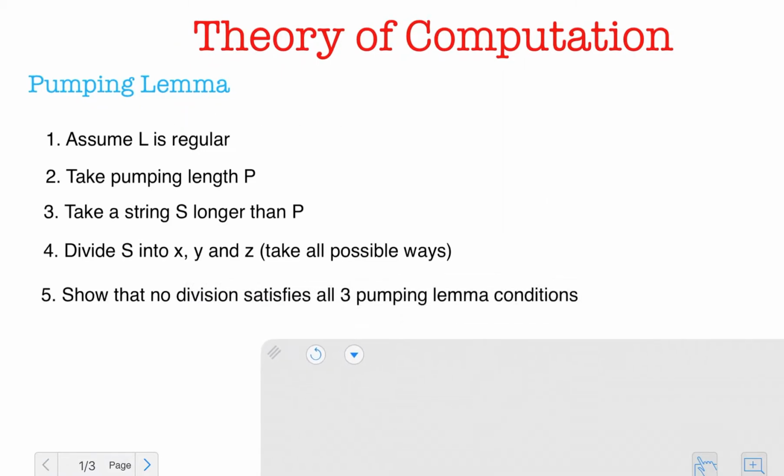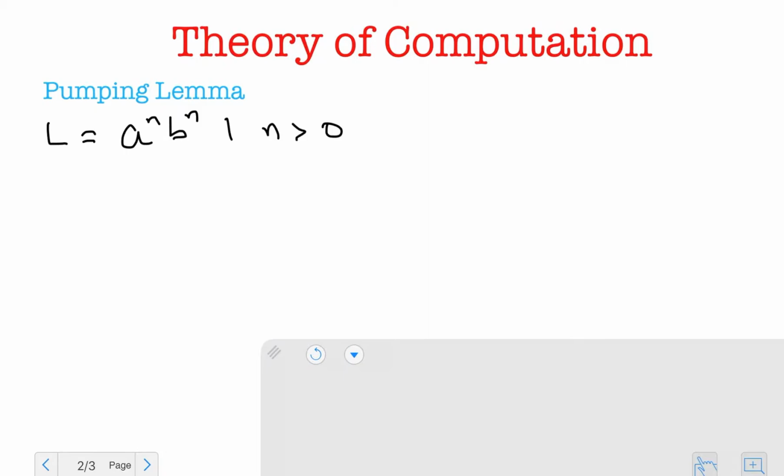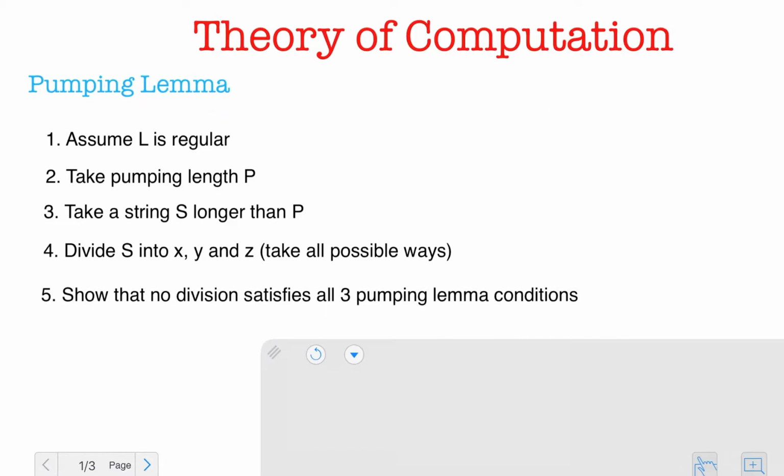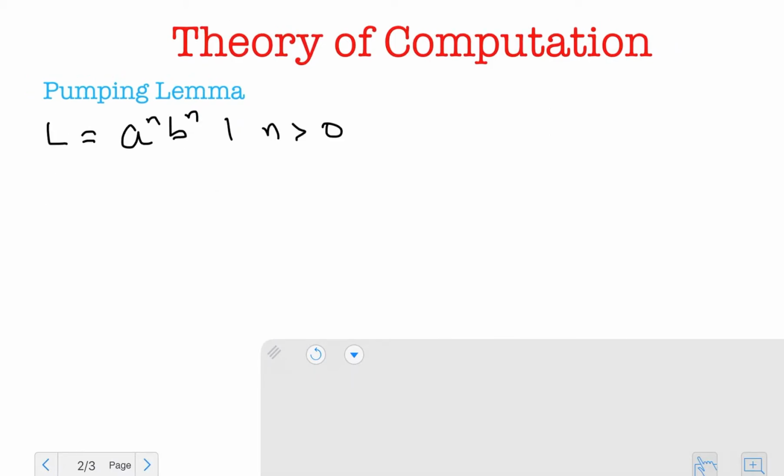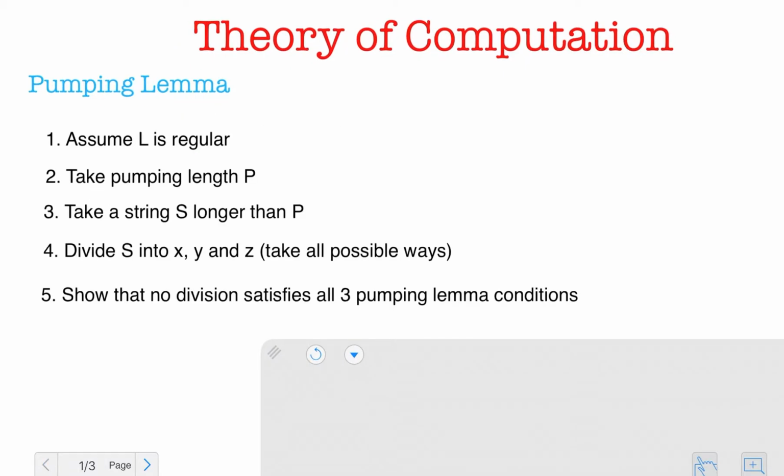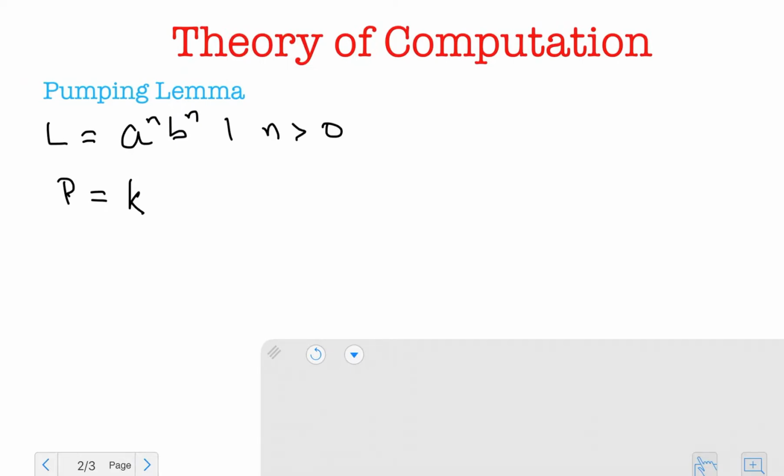So the first step is to assume that L is regular. Alright, so I've assumed that L is regular now. What that means is that it has a pumping length, so I take a pumping length P. So let's just say that in my case the pumping length is k now. And the next step is to take a string S longer than P. The simplest way I can think of is I just take the string a^k b^k. So this is obviously longer than k because the length of this string is 2k.